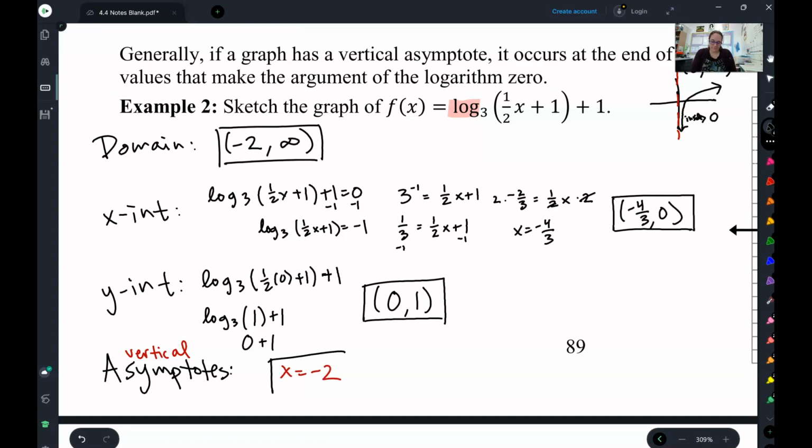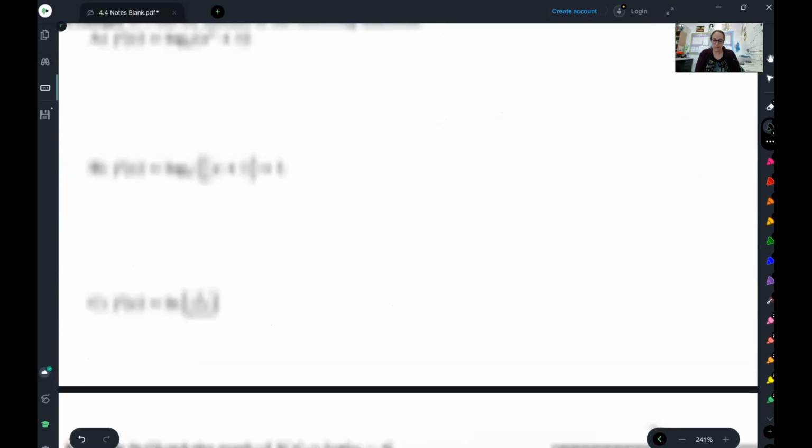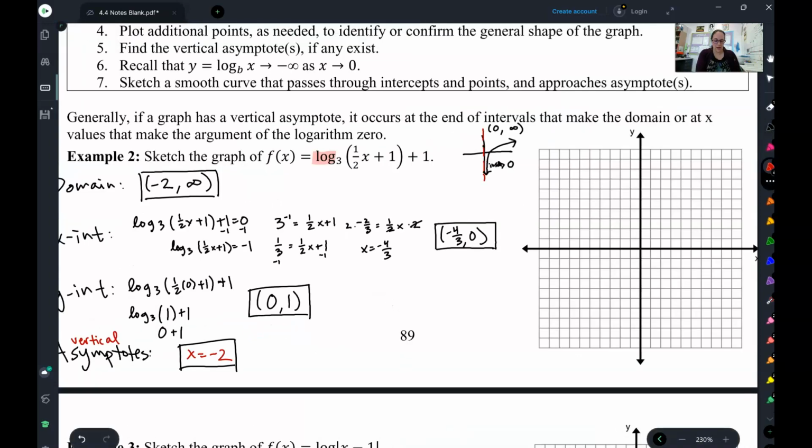So let's see how this graph looks. I have this vertical asymptote at -2. I want the graph to go from -2 to infinity. I need to have an x-intercept here at -4/3. Let's make that green. And a y-intercept here at 1. Make that blue.